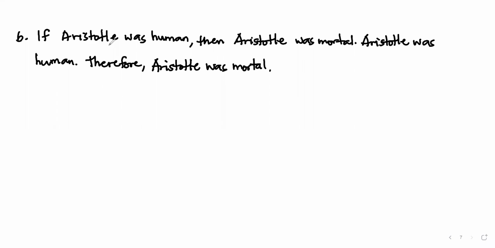This is the symbolic form for the given argument. Okay. Another example, if Aristotle was human, then Aristotle was mortal. So this would be our first premise. So we have the if and then form, so we're going to use arrow. Aristotle was human. Let's use H. If Aristotle was human, then Aristotle was mortal, let's use letter M. So it's our first premise, H implies M. Second premise, Aristotle was human. That is H. Therefore, so let's put three dots. Aristotle was mortal. That is M.